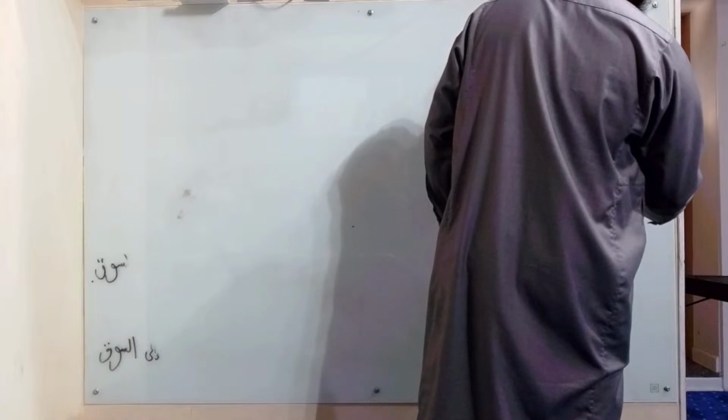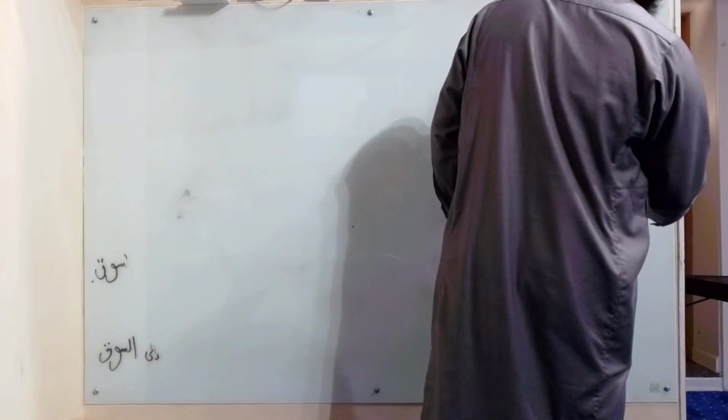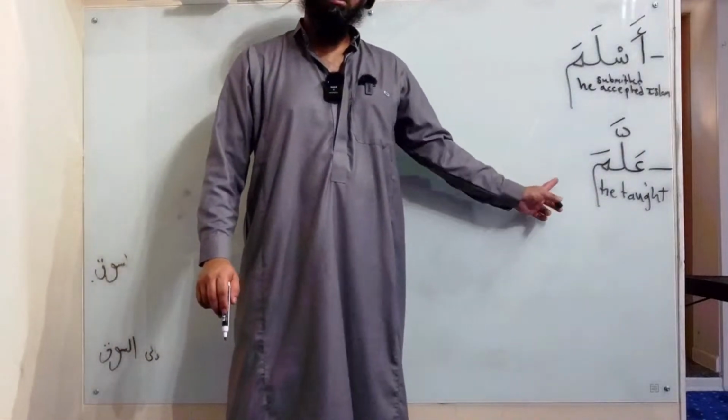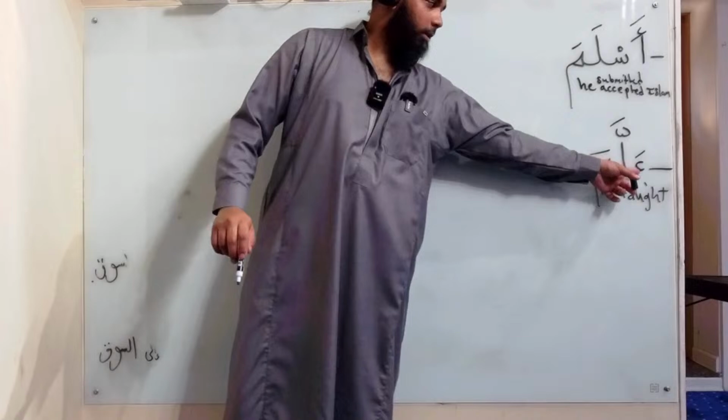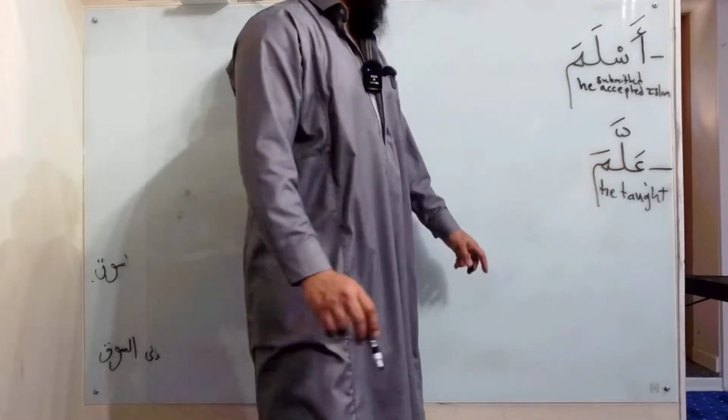How do you spell taught? You sure it's taught? Not thought. Thought is from think. Taught, T-A-U-G-H-T. Right? How many letters do we have? 4, right? 1, the lam is double. 2, 3, and the meem, 4.